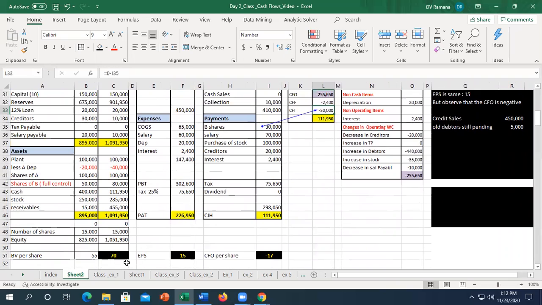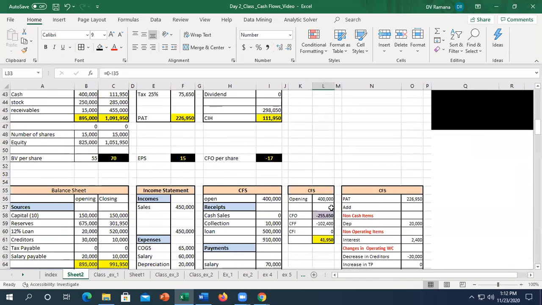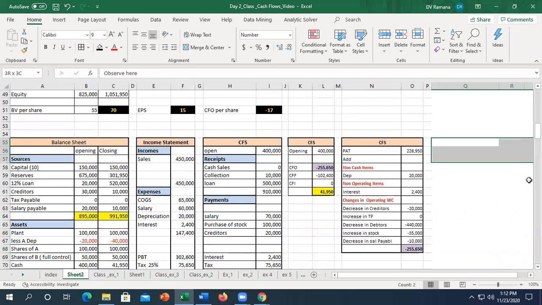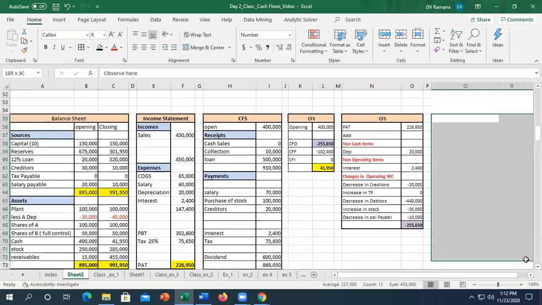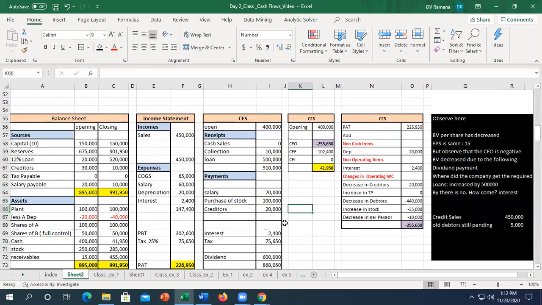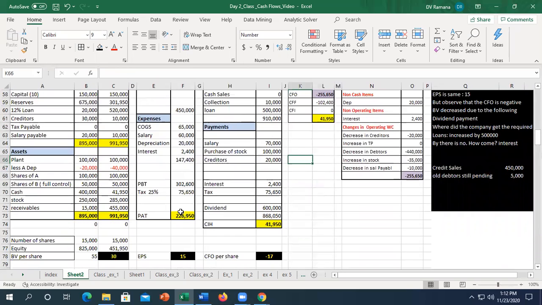Keep a watch on this book value per share and CFO per share. Let us go to the third situation. We are not making any major change in the financials except the change in the book value and the cash flows. Observe. The PAT is same. Earning per share is same. The CFO is the same negative. And the book value per share has come down.